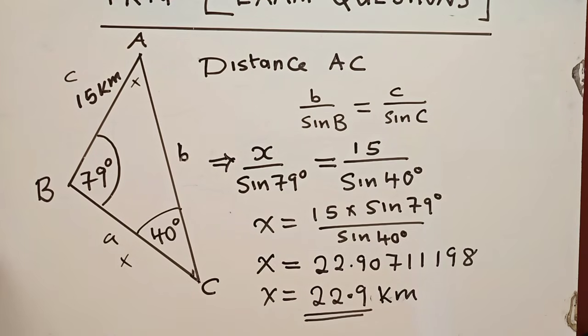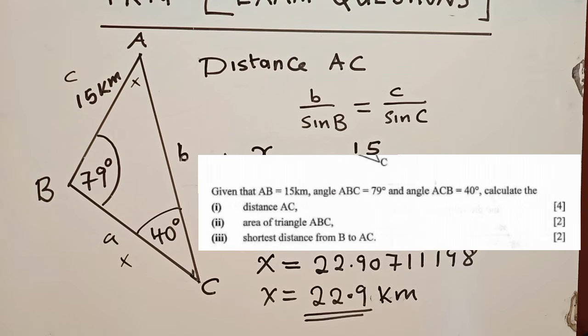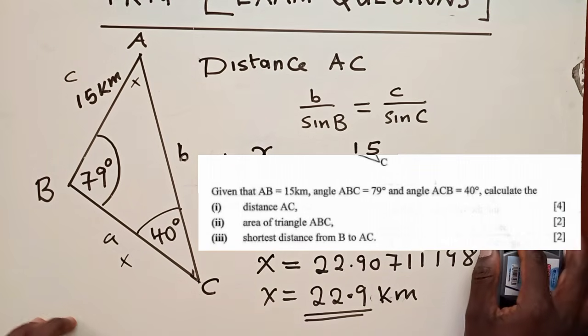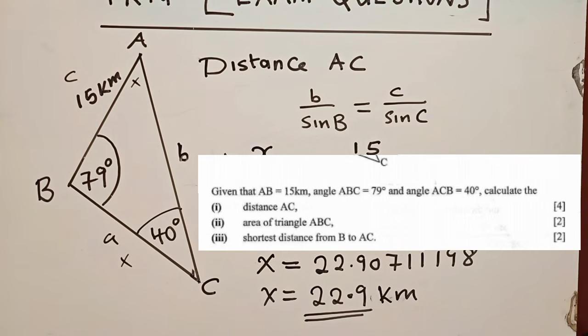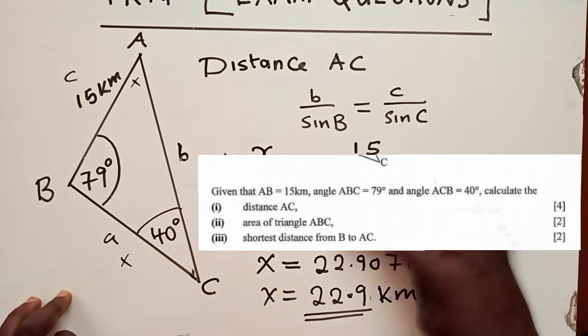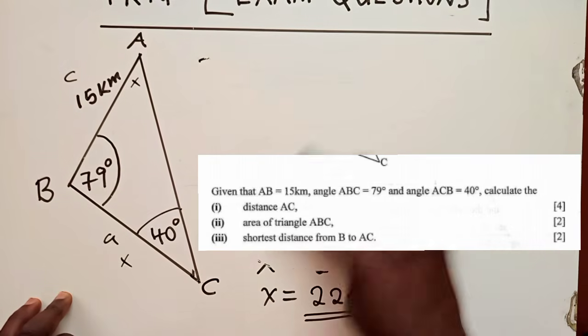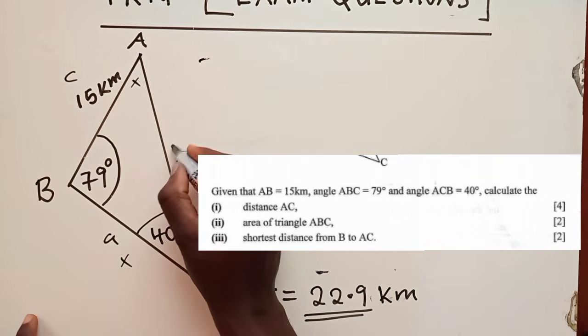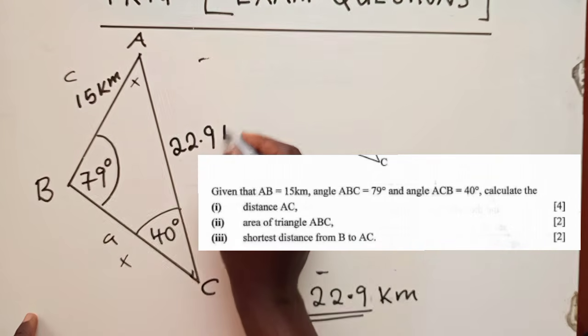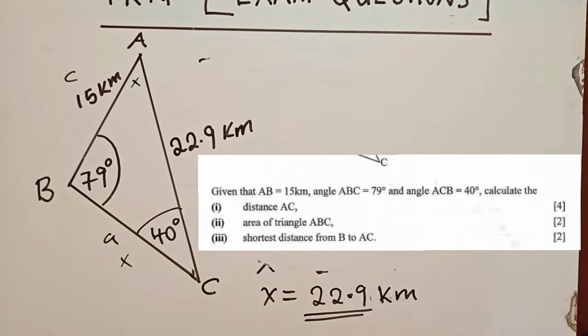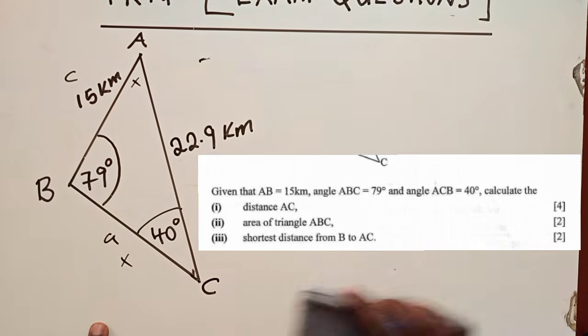Our next thing now is to find the area. So the question reads, find the area of triangle ABC. Now here we have to be very careful. Let me clean up and indicate what I've found here. So this distance is 22.9 kilometers, which is right here.